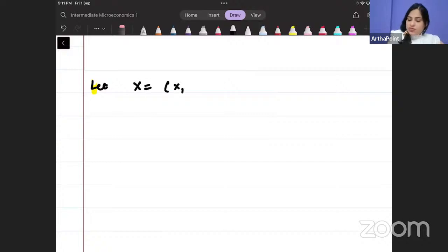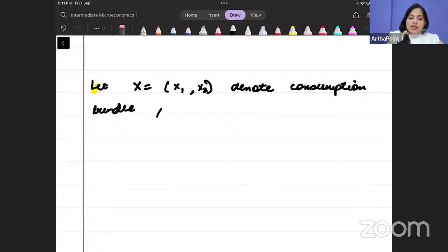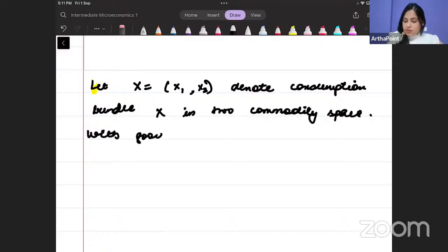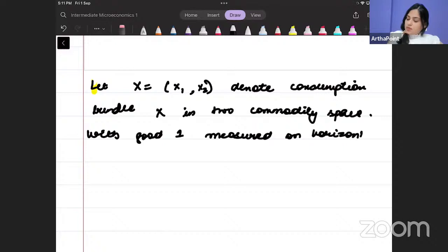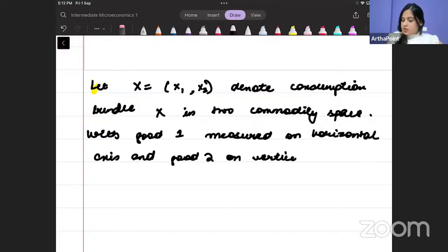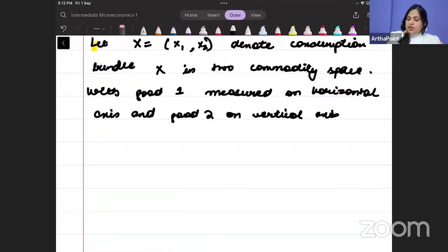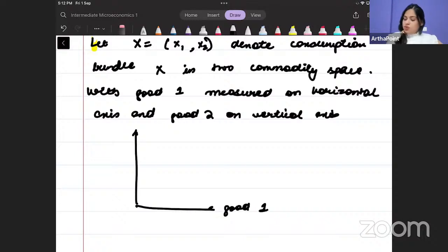Let x = (x1, x2) denote consumption bundle x in 2 commodity space with good 1 measured on horizontal axis and good 2 on vertical axis. Okay beta, so I am taking 2 goods, one good 1, one good 2, and I am saying that it will look something like this. Good 1 is measured here and good 2 is measured here, which is the typical thing we say.